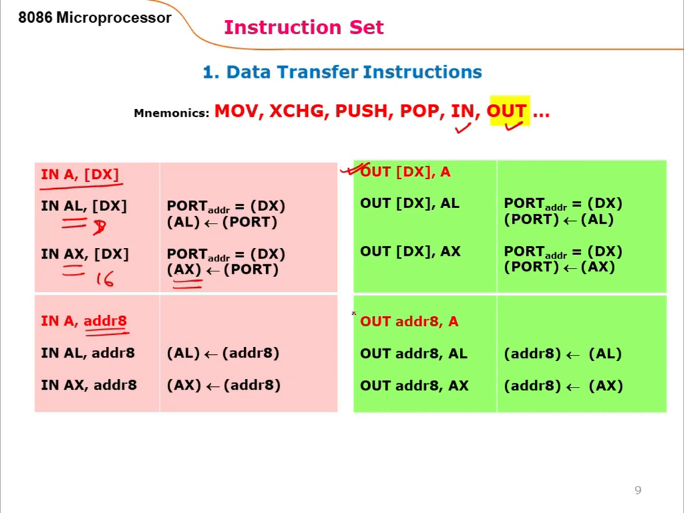Similarly it can work directly, where we can write the address also. So the two operands can be given with the help of registers. This is the register addressing mode, and this is the direct addressing mode.